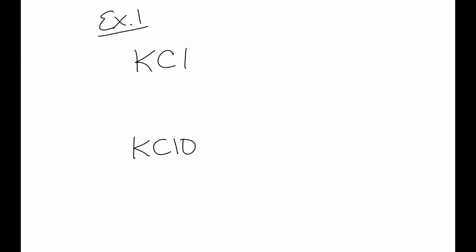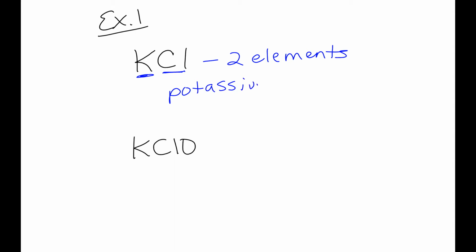Okay, we have two different molecules here. One's KCl and one's KClO. Now, KCl has a K and then a Cl. So this is binary. There's two elements here. We know how to name this. Okay, this is potassium chloride.